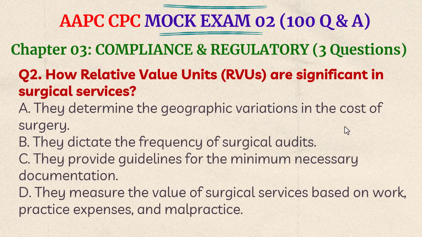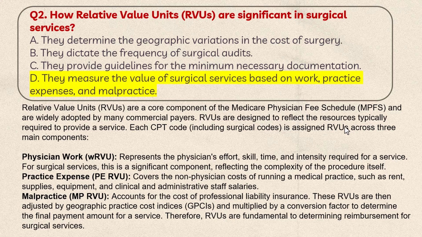Question number 2. How are relative value units, RVUs, significant in surgical services? A. They determine the geographic variations in the cost of surgery. B. They dictate the frequency of surgical audits. C. They provide guidelines for minimum necessary documentation. D. They measure the value of surgical services based on work, practice expenses, and malpractice. So, find the answer. The correct answer is D.